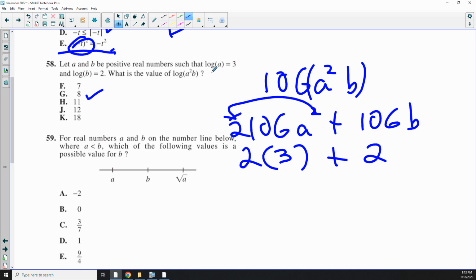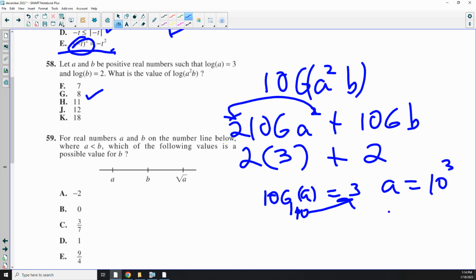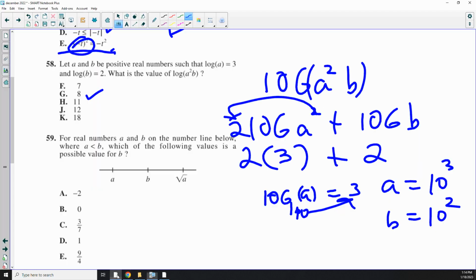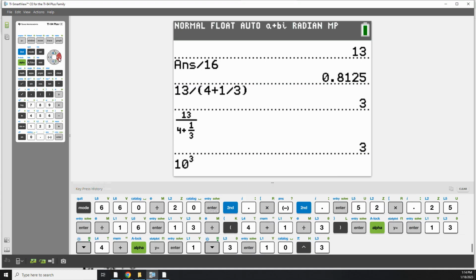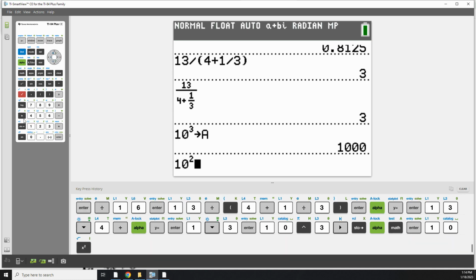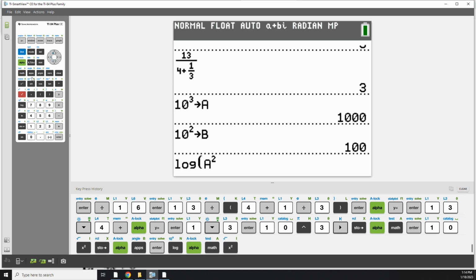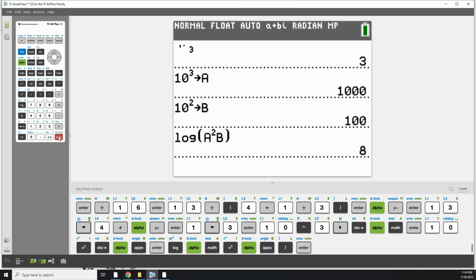I was trying to think, oh yeah, you could have cheated because log A is 3. Now that should make A 10 to the third. And B would be 10 to the second. So I could have stowed that. 10 to the third. Wait, is that right? Is A. And 10 to the second is my B. So what's the log of A squared B? Ooh.